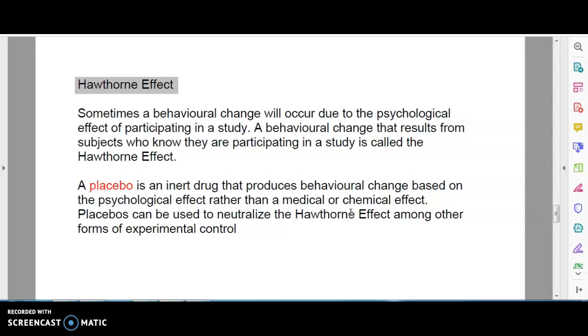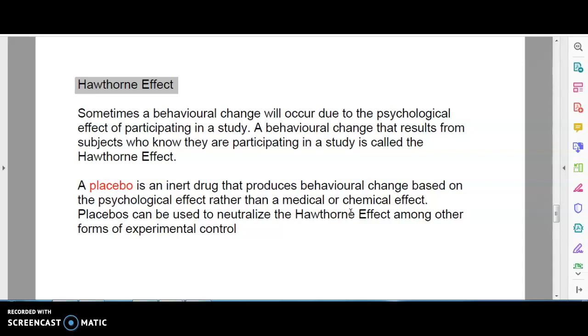So maybe the drug itself had nothing to do with the pain being reduced, and the pharmaceutical company wants to figure out, is it the medical ingredients or the chemicals in the drug helping, or is it just something that's happening psychologically because the person in their head is thinking, oh, I took this pill, so now automatically I feel better. So what they would do then is they'd have their control and experimental groups.